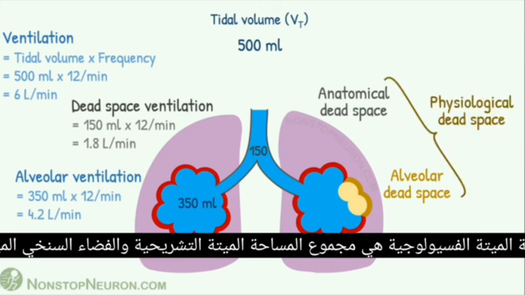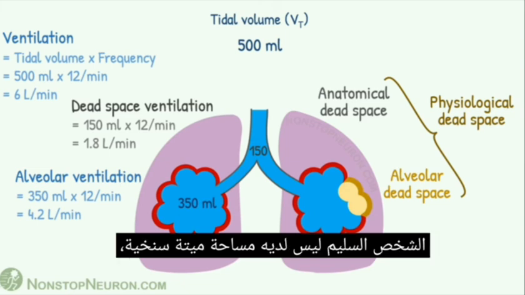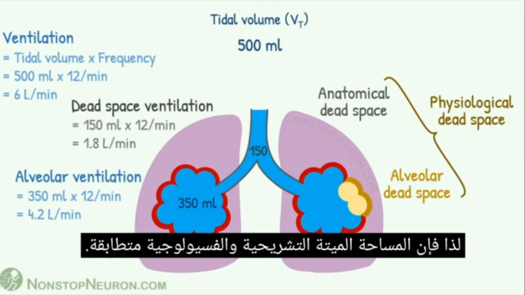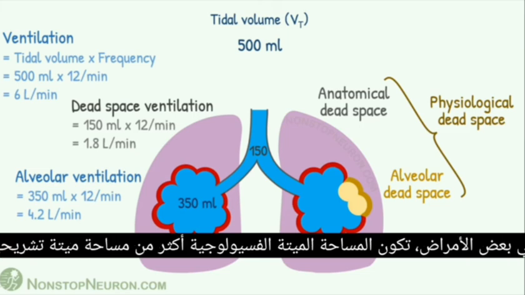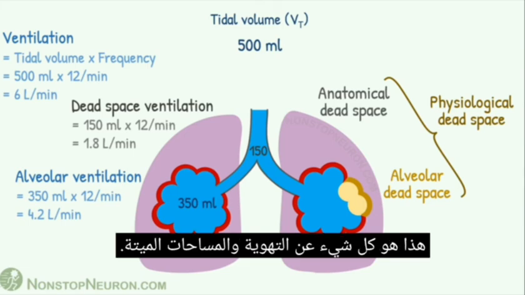Physiological dead space is the sum of anatomical dead space and alveolar dead space. Healthy persons do not have alveolar dead space, so anatomical and physiological dead spaces are identical. But in some diseases, physiological dead space is more than anatomical dead space. This is all about ventilation and dead space.